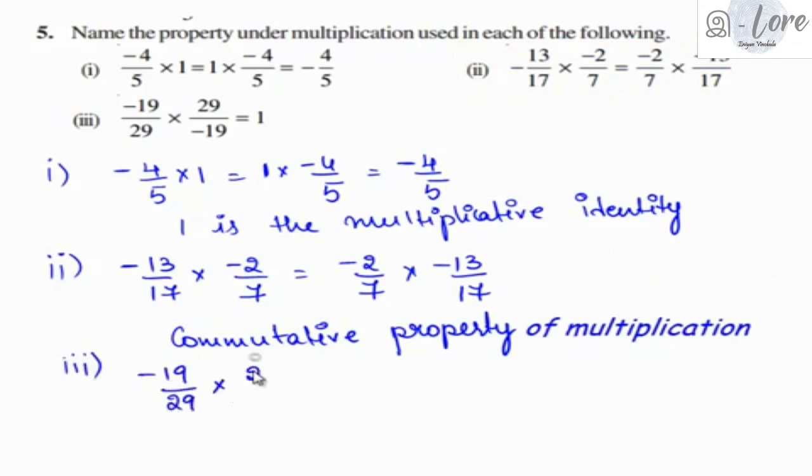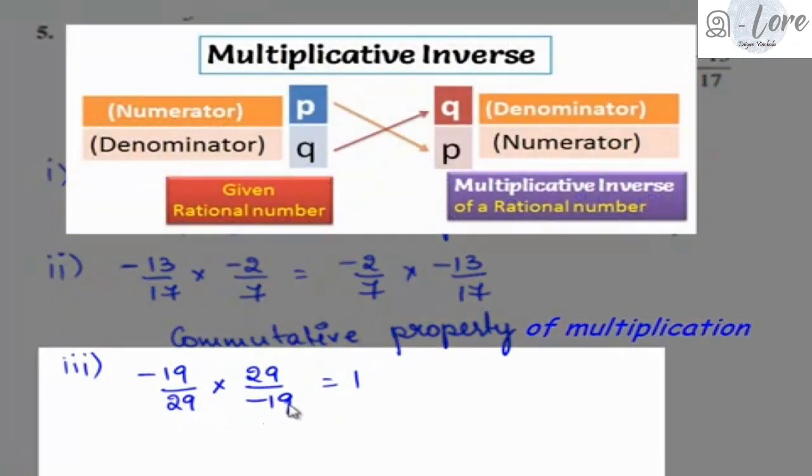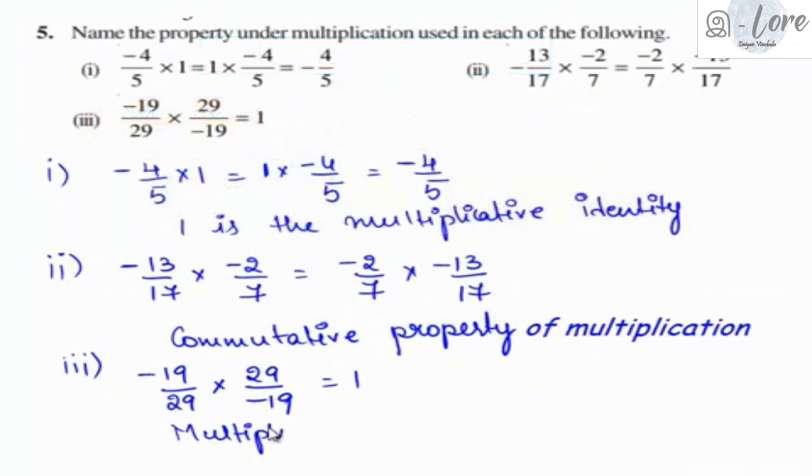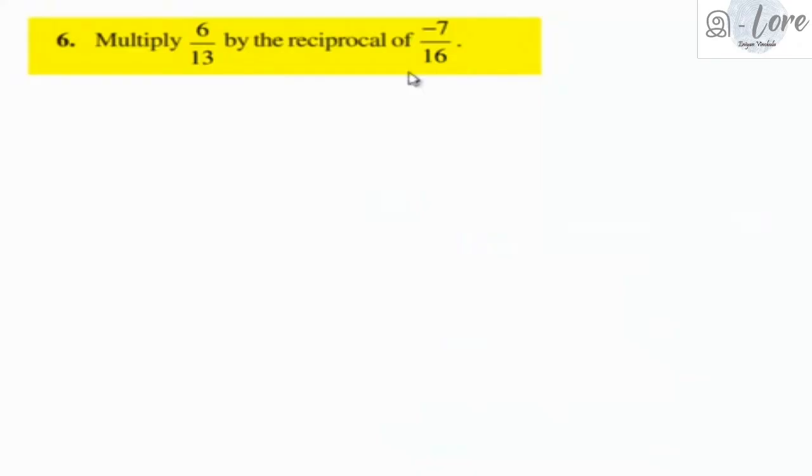Minus 19 by 29 into 29 by minus 19 gives the answer 1. When two rational numbers are multiplied and you get the product 1, we know that we are interchanging the numerator and denominator. So this is nothing but the multiplicative inverse of one another. So the property used in this question is the multiplicative inverse. Let us move to the sixth question.